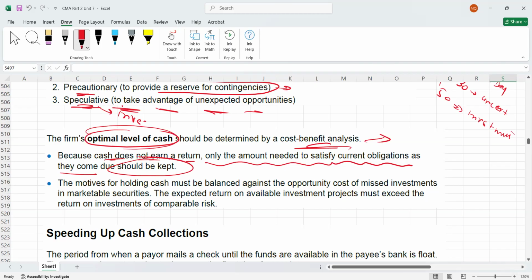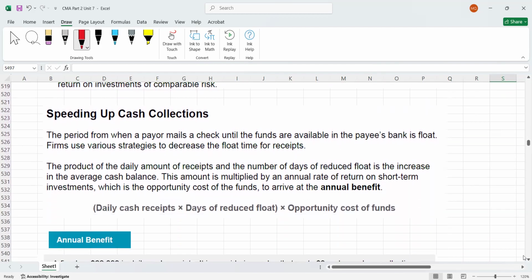Okay. And now here we have one more point. When we talk about cash management, first we need to think about how we can speed up cash collections, how quickly we can recover the cash. So guys, there are so many different ways, but here I'm going to start with something different. First I'm going to explain the float period.